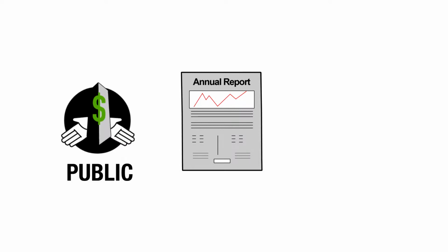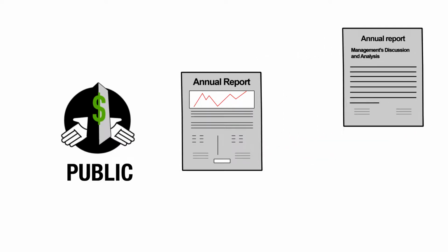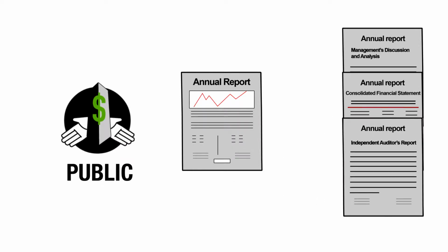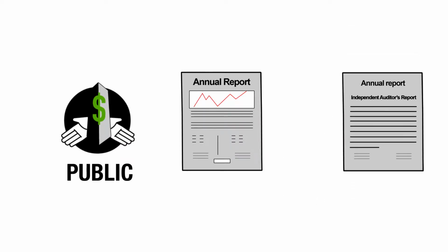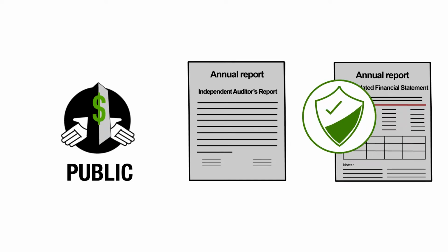For example, you'll find sections in the annual report like management's discussion and analysis, or consolidated financial statements and notes, which is where you'll find information about a company's accounting policies. You'll also find an independent auditor's report. This report describes how accurately the company has followed stated accounting principles when preparing their financial statements.